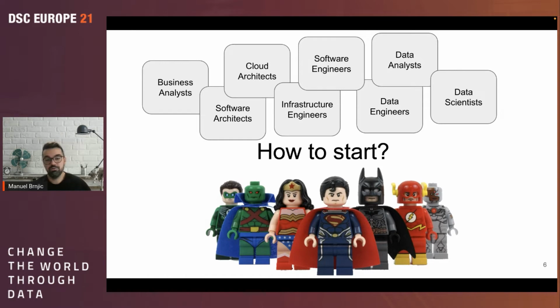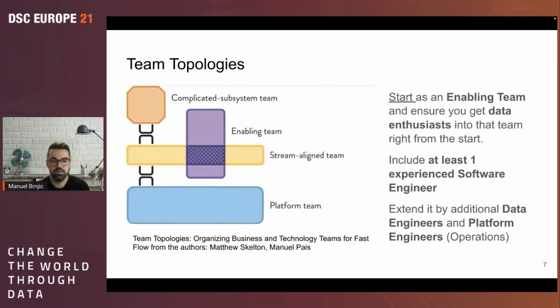So how to start, how to mix up some first enabling team to start with DataOps. And there I would like to refer to Team Topologies. It's a book by Matthew and Manuel Brnjic.